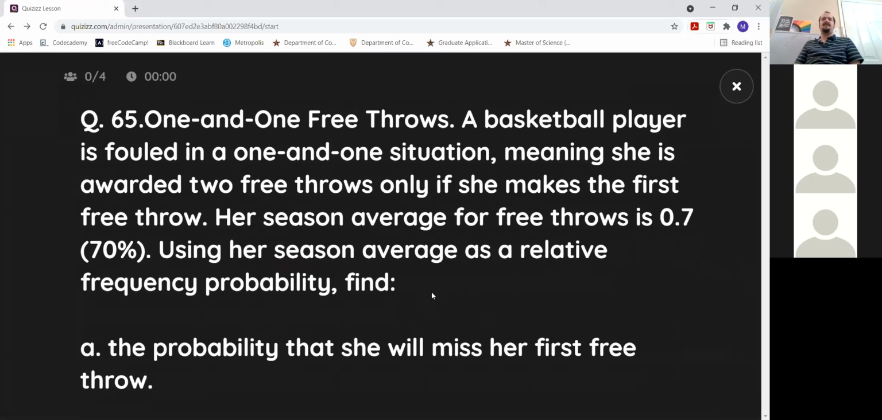One-on-one free throws. A basketball player is fouled in a 1-on-1 situation, meaning she is awarded 2 free throws, only if she makes the first free throw. Her season average for free throws is 70% or 0.7. So usually when they use the decimals, I'm going to use decimals in mine. Using her season average as a relative frequency probability. Find the probability she will miss her first free throw.